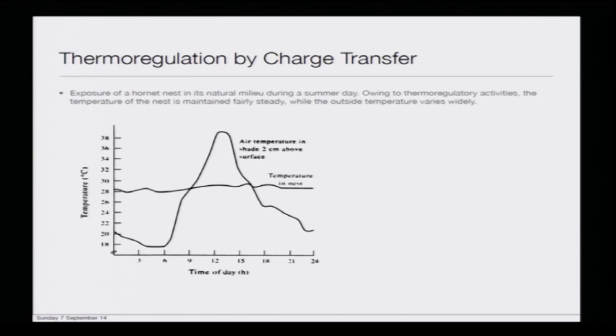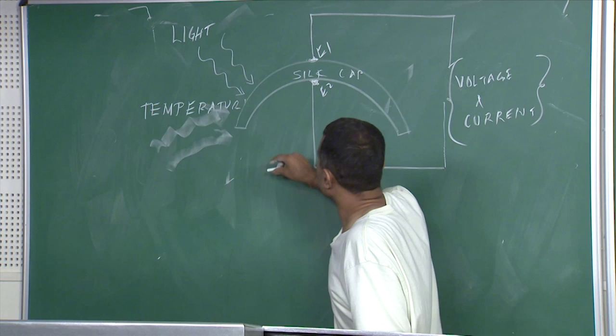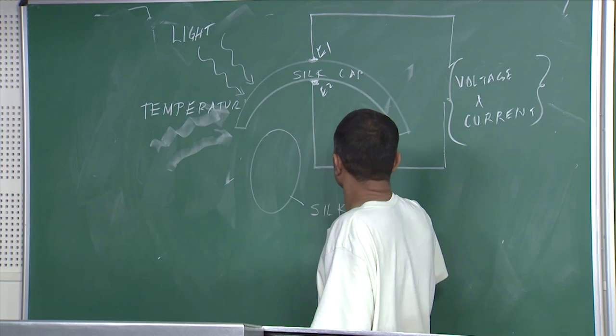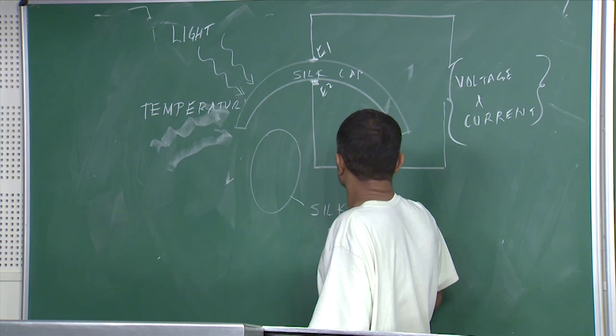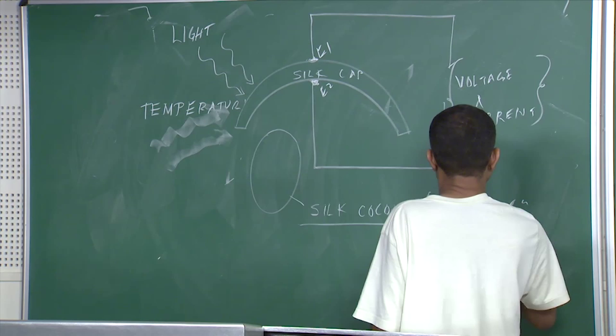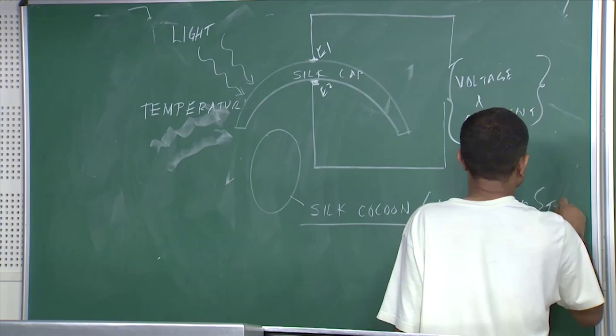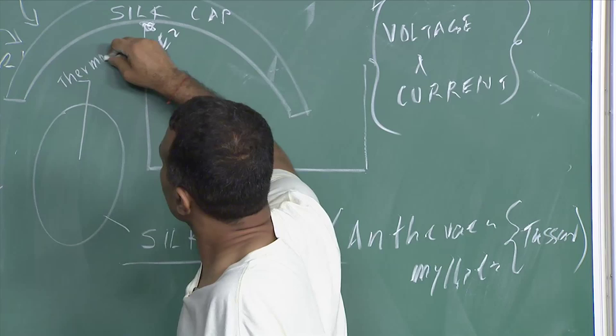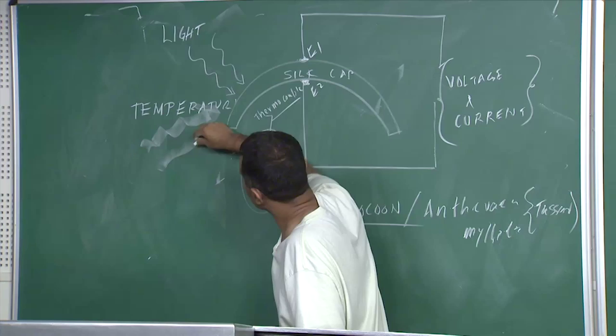Okay. So let me just take the liberty to explain that experiment. This experiment was done like this. So here is a silk cocoon. Now this is a pure cocoon. This was done with Antheraea mylitta, which is also called the tassar cocoon. So what was being done is, you kept a thermocouple inside. So here is this thermocouple, and now you are just changing the temperature.